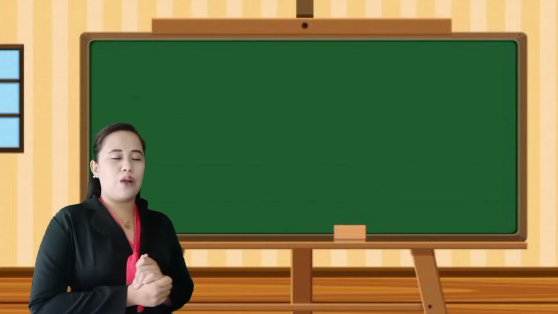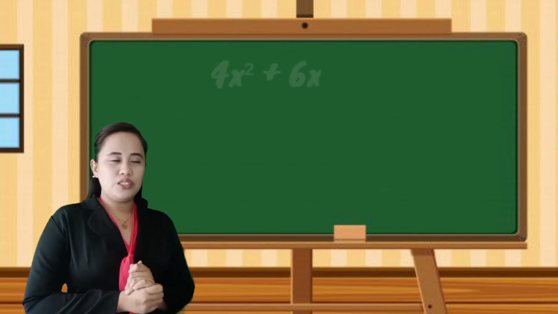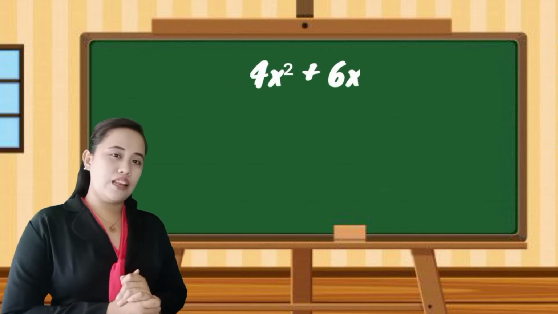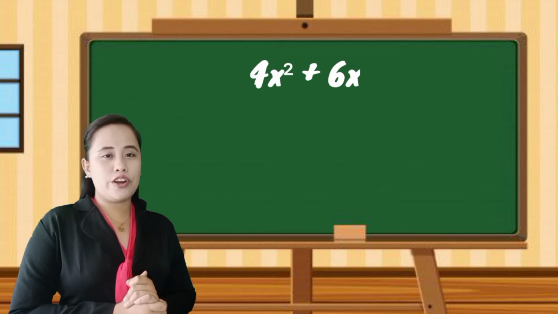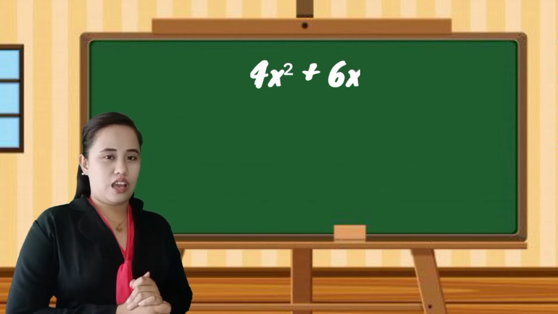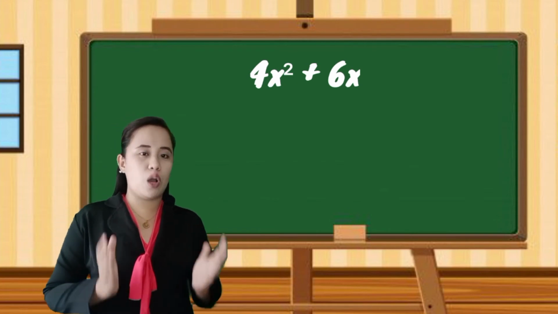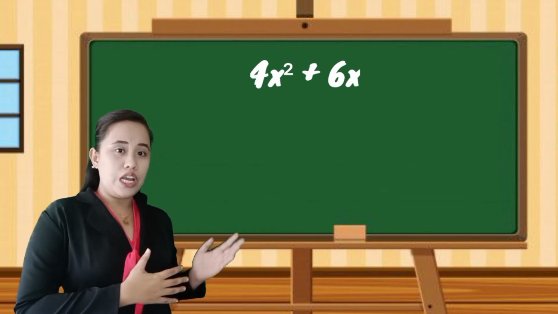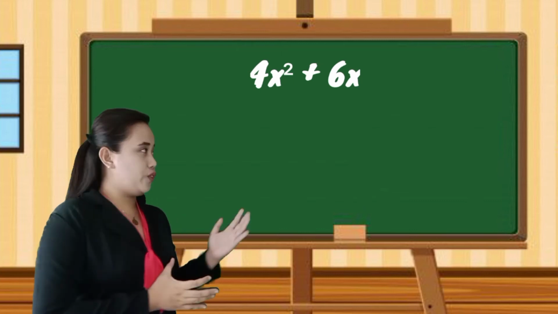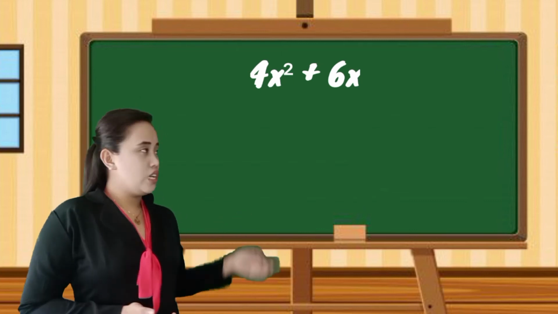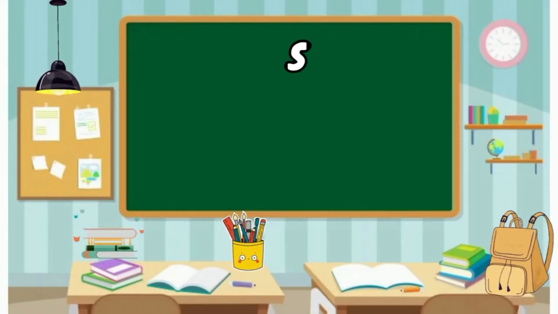Take a look at our first example. It is a binomial expression, 4x squared plus 6x. Our objective is to factor out the greatest common monomial factor of our given expression. So first, what are we going to do? Step 1.